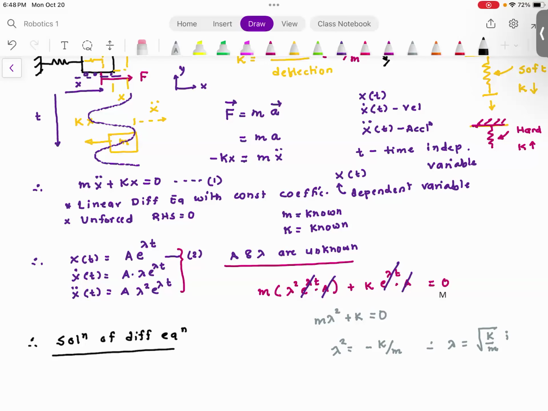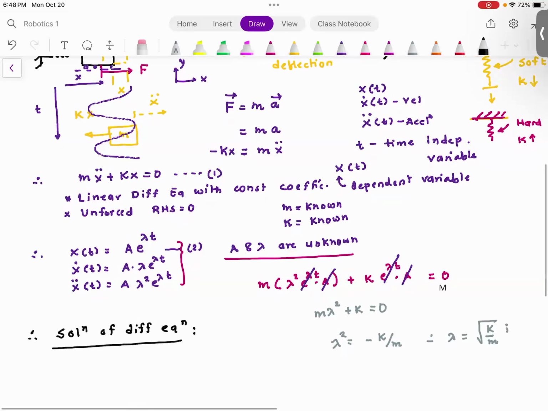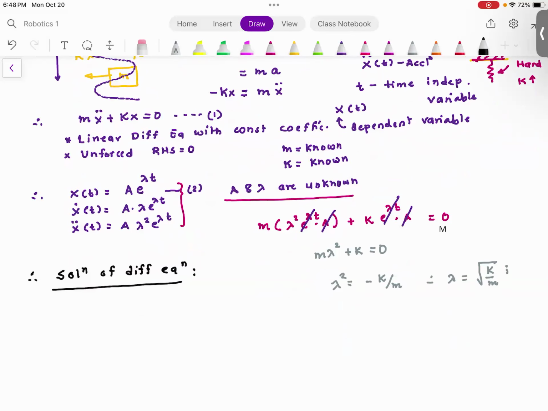Thus, the solution of the differential equation, which is extremely important, is x of t is equal to a e to the square root of k by m i times t. Are you with me? And that's it. This is the solution of the differential equation.